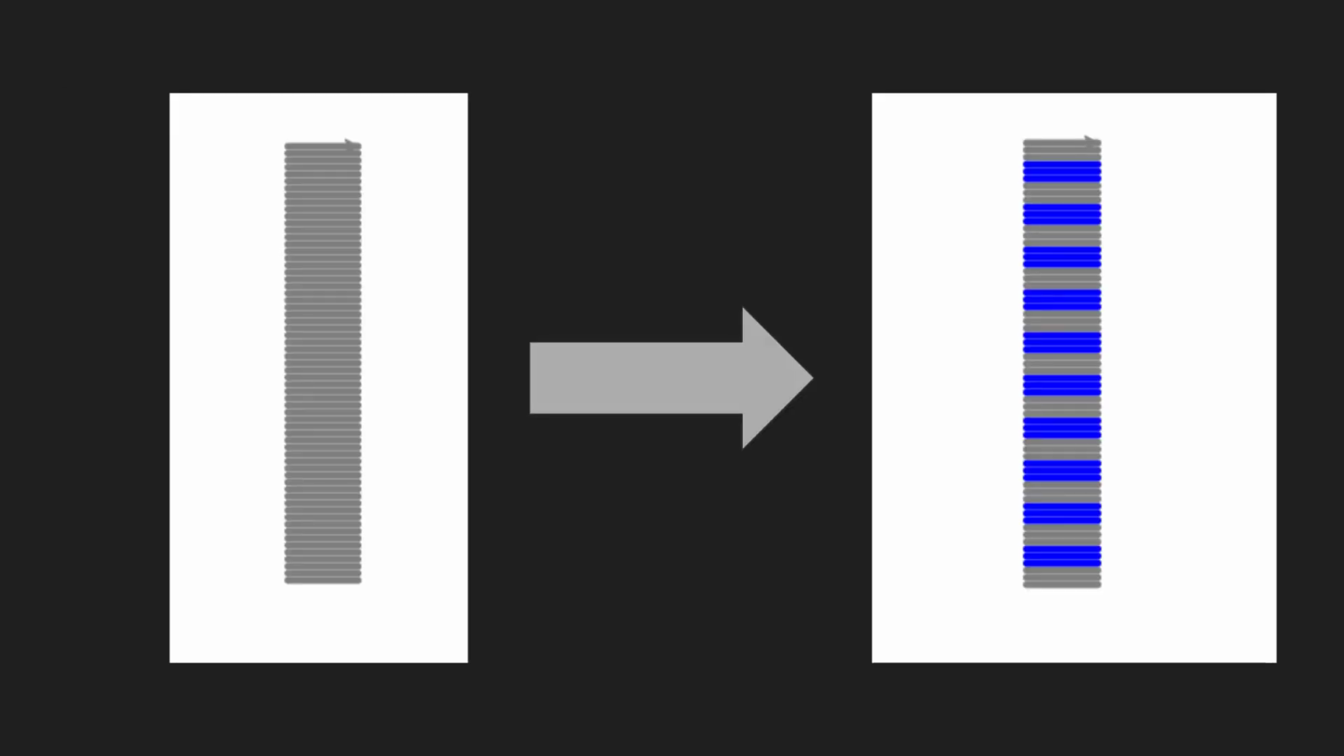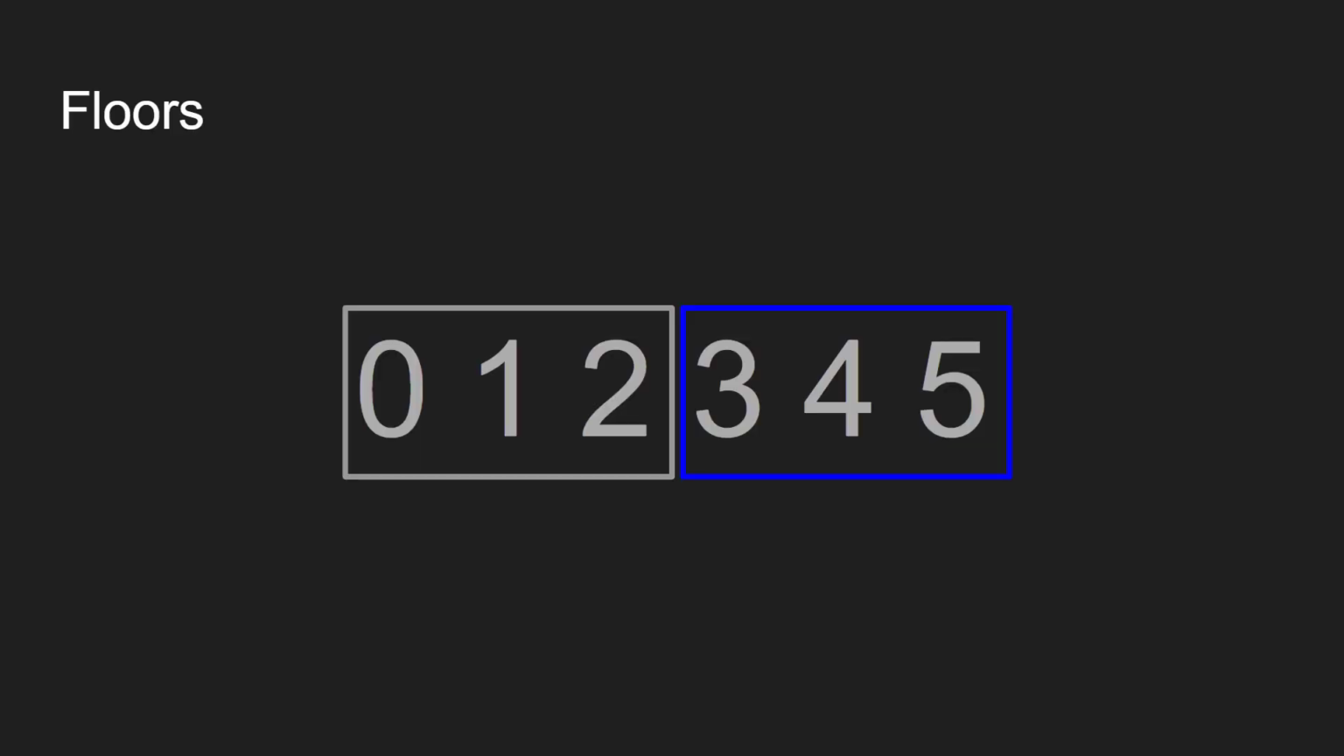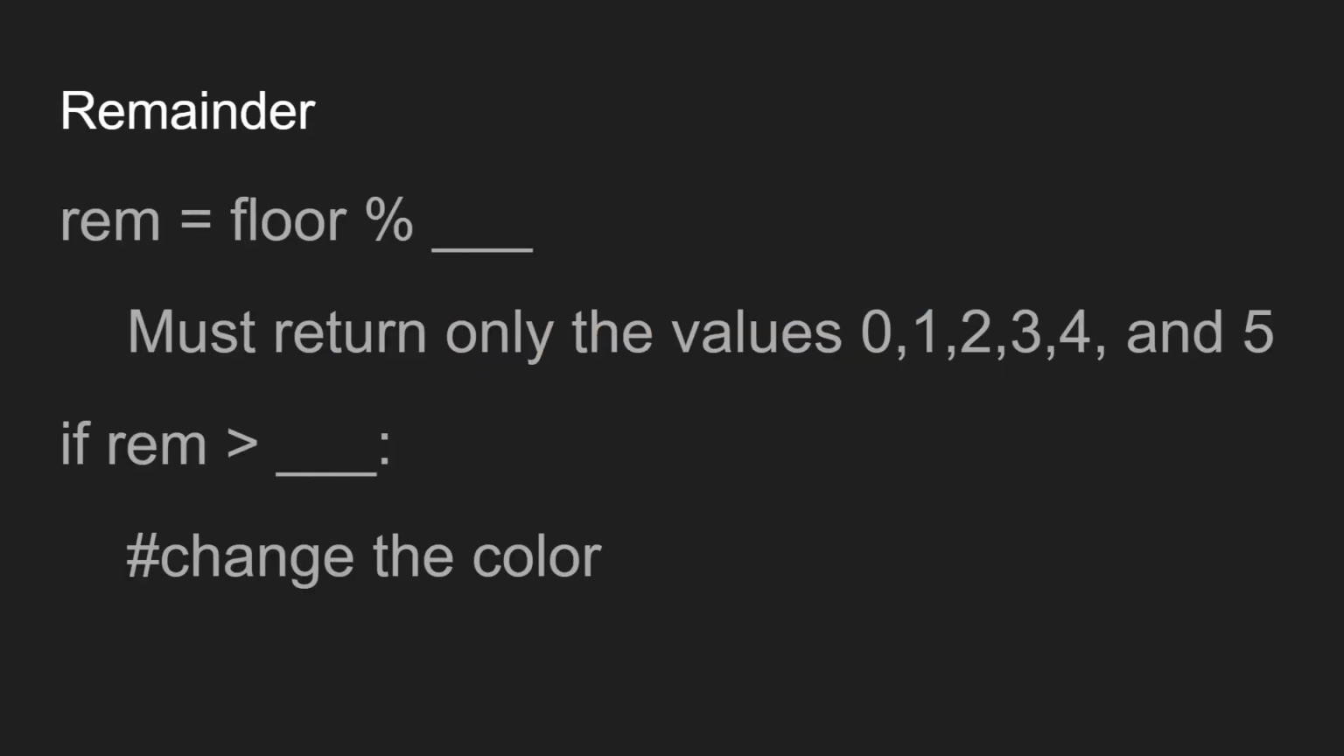When you begin this problem, your tower will look like the one on the left. Our goal is to get our tower to look like the one on the right. In other words, as we move up our tower, floors 0, 1, 2 will be gray, floors 3, 4, and 5 will be blue. We can use a modulus to solve this problem.